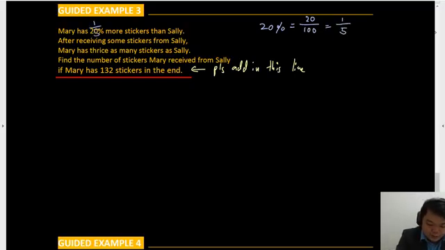So let's do that. 1 out of 5. 5 goes to Sally, 1 goes to Mary. The keyword here is more. So Mary would have 5 plus 1 blocks. Then this we know is the change. This we know is the before. After receiving some stickers from Sally, this is the change. Mary now has got thrice as many stickers as Sally. Allocate units, 3 goes to Mary, 1 goes to Sally.